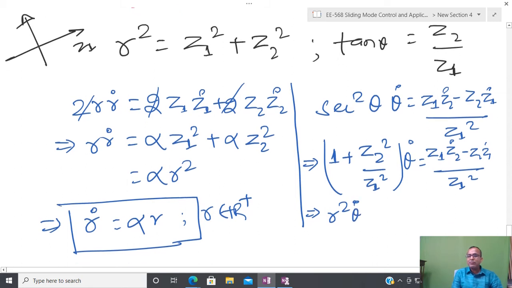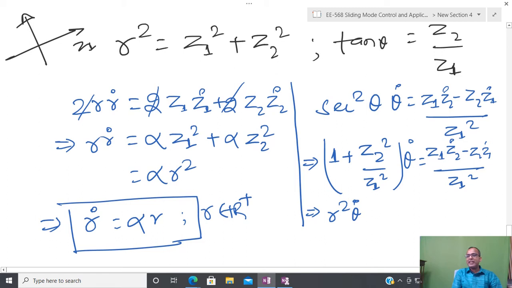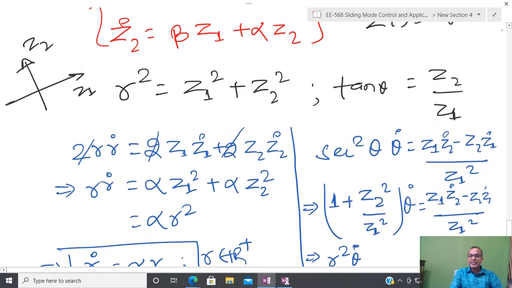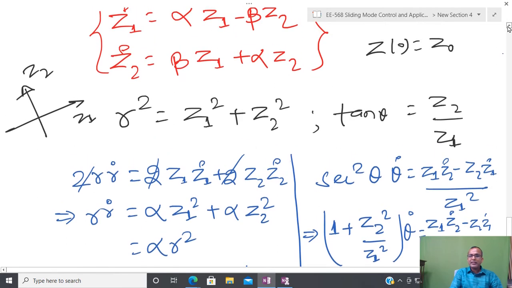Now I just have to worry about the terms z1 z2 dot and z2 z1 dot. If you substitute, you can see from this dynamics that z1 dot equal to alpha z1 minus beta z2, so now I have alpha z1 square and minus beta z1 z2. Again in this side, z2 dot gives beta z1 square, and after that I have alpha z1 z2. Could you please tell me which term is going to cancel? Now in this case I have z1 z2 square and z2 z1 square. Anyone?